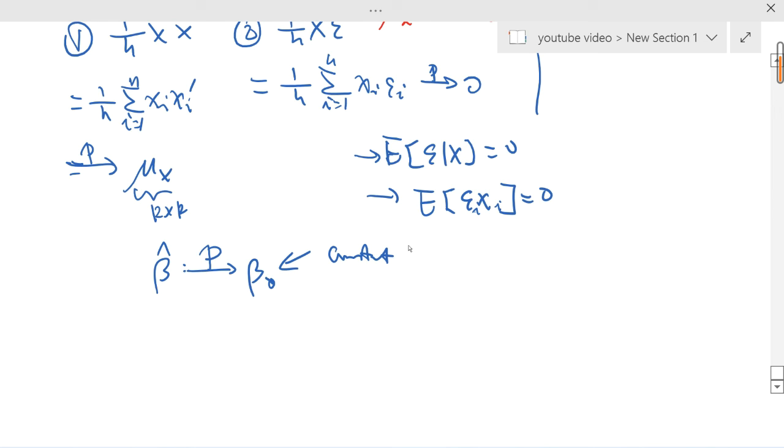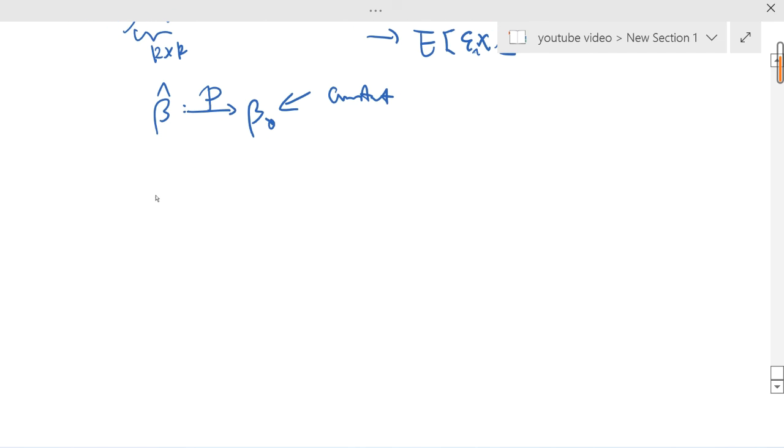So in the limit, the distribution of beta hat will be degenerate. But let's scale beta hat a little bit differently to see what happens in the limit. What happens to the distribution of beta hat? What I want to do now is take beta hat minus beta 0. Remember, beta 0 is the mean of beta hat, and scale it by root n.